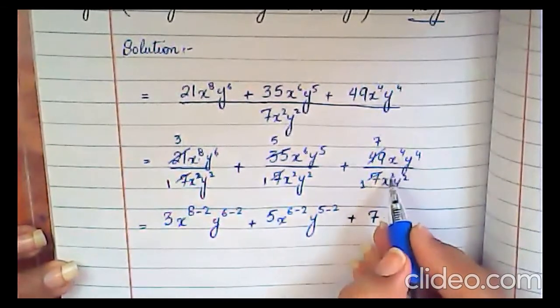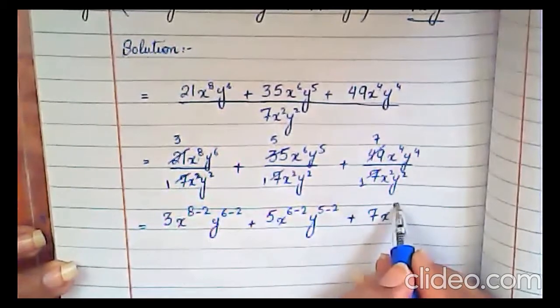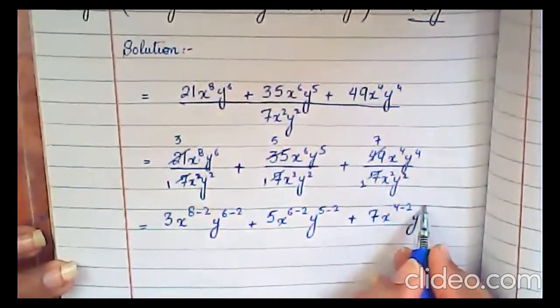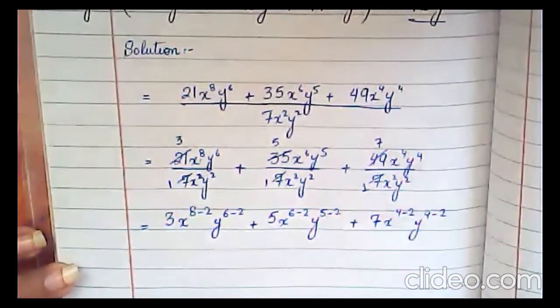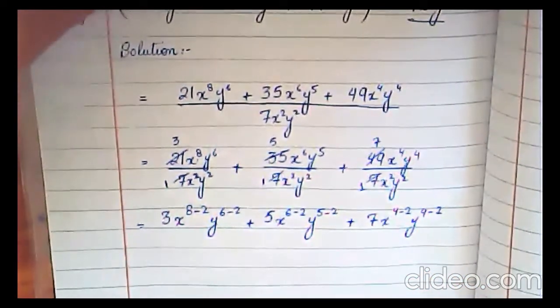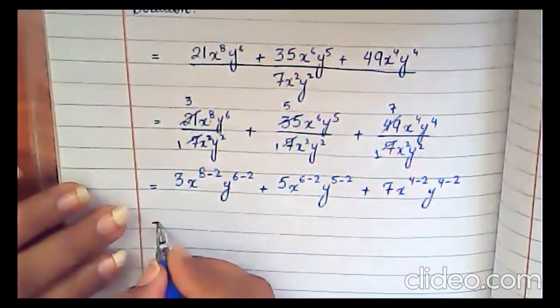Here you have x4 and x2. So x is a common one, same one. And then you will write here 4 minus 2. Again y, and you will write here 4 minus 2. That's it. Okay, is it clear? Now at the end, we will simply subtract their powers, and then it will be our answer.